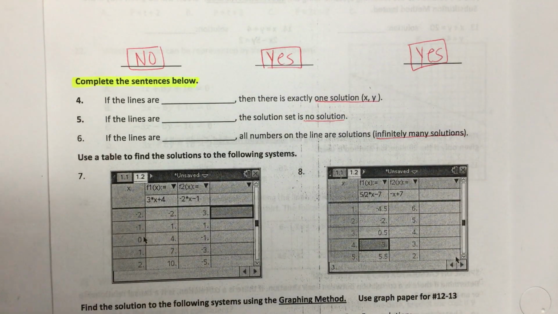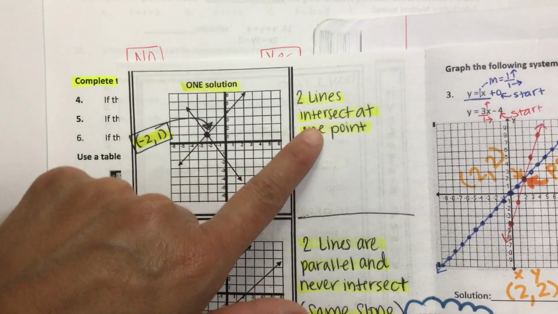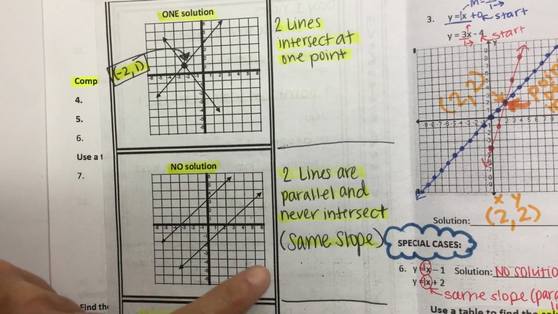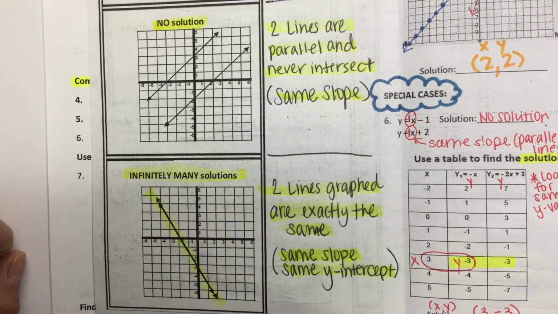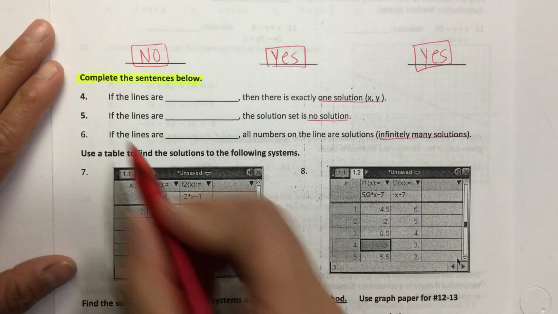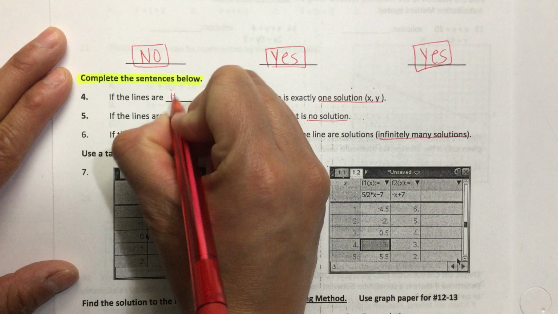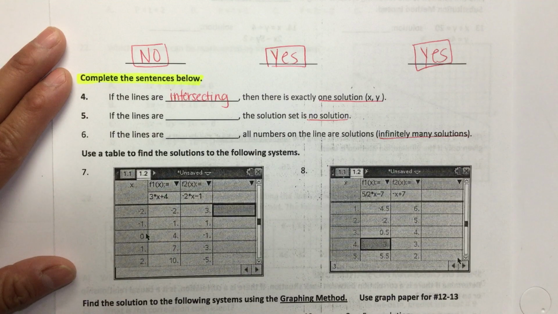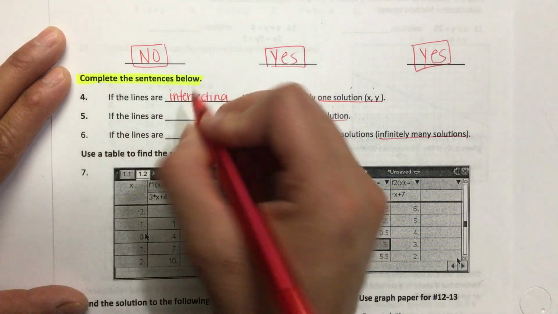So you want to go back to your graphing notes where we discussed each type of solution. If we have one solution, these two lines are intersecting. If we have no solution, they're parallel lines where your slope is the same. If you have infinitely many solutions, they're exactly the same line. So let's go back and answer these questions. If the lines are blank, there is exactly one solution. If the lines are intersecting, then it's one solution. They intersect at one point. Number 5, if the lines are blank, the solution set is no solution. The lines are parallel.